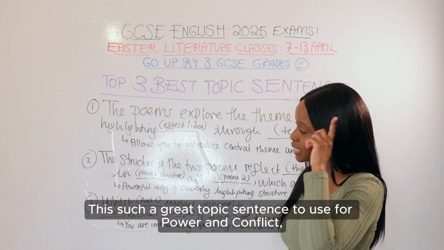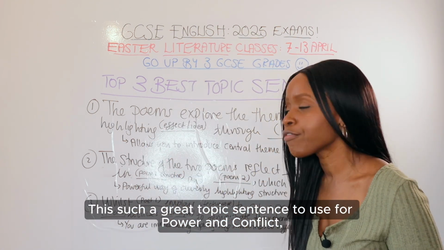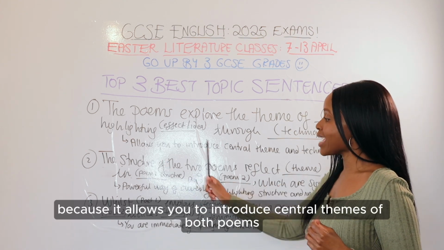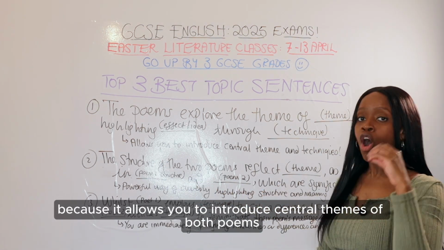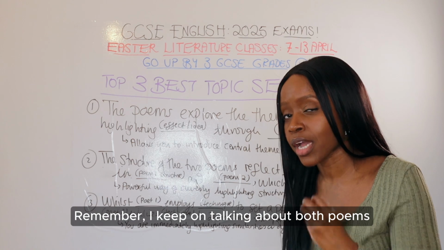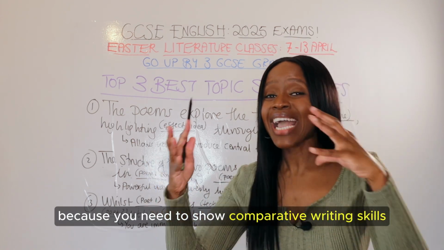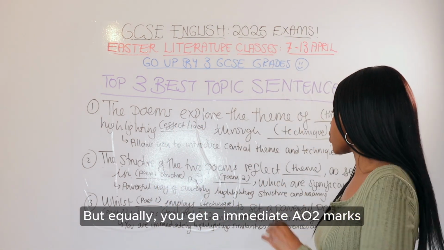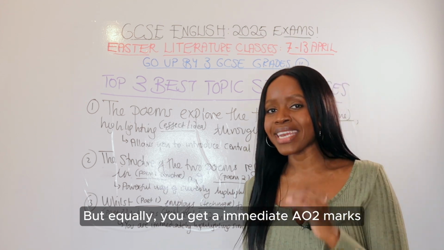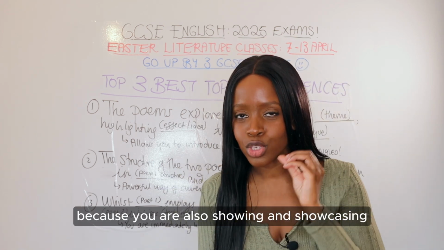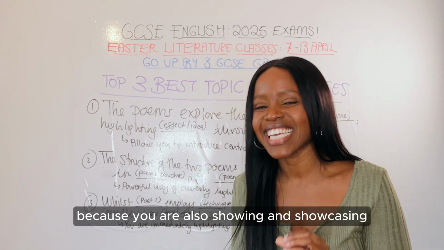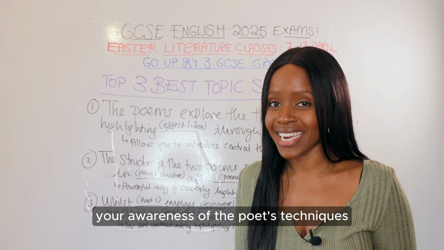This is such a great topic sentence to use for Power and Conflict and as part of your practice, because it allows you to introduce central themes of both poems. Remember, I keep on talking about both poems because you need to show comparative writing skills, but equally you're getting immediate AO2 marks because you are showcasing your awareness of the poet's techniques.